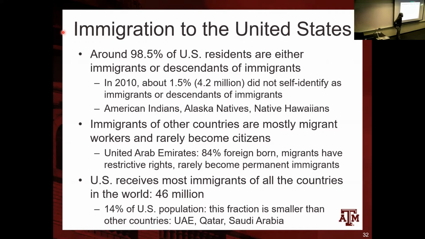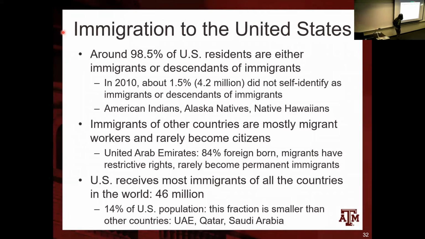Around 98.5% of US residents are either immigrants or descendants of immigrants. Right, so these are people who migrated here in these last few centuries. At least one of their grandparents was born outside. So these are all people who immigrated first from Europe, and then more recently from Latin America, Asia, and Africa. And Africa before, of course. Europe, Africa, and more recently from Latin America and Asia.